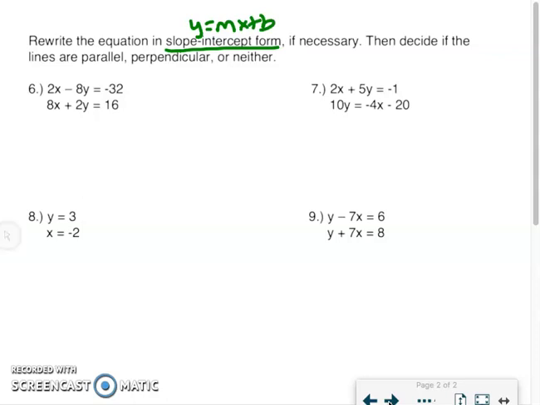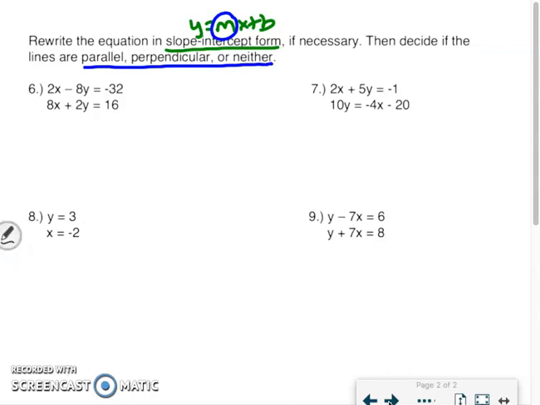After that, you have a decision to make. Are they parallel, perpendicular, or neither? That's comparing the slopes. That's finding out what m is and seeing if they are the same, if they're opposite reciprocal, or if they're neither of those two things. All right, so let's do these one at a time.